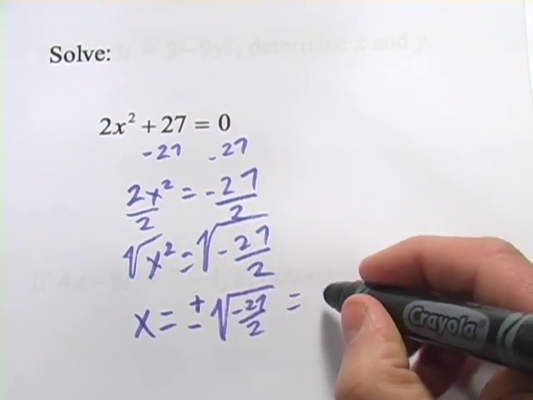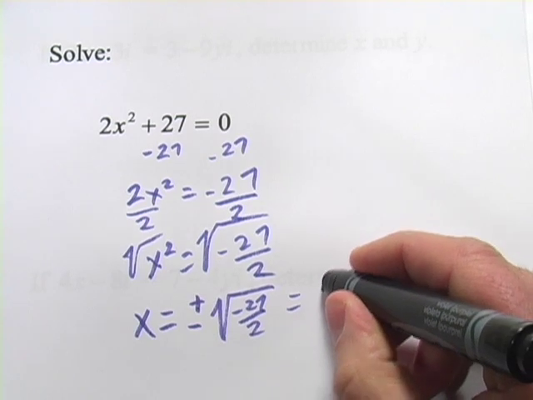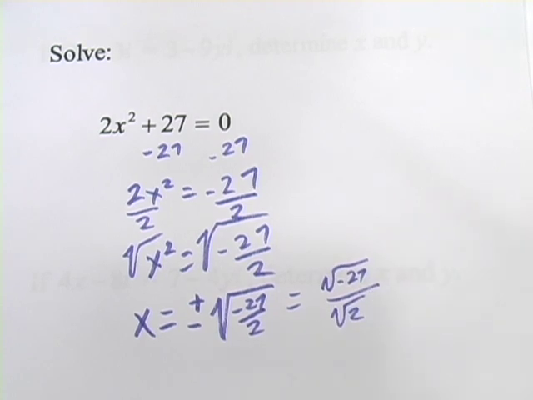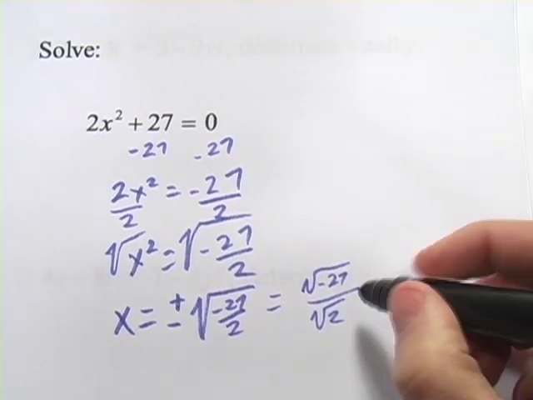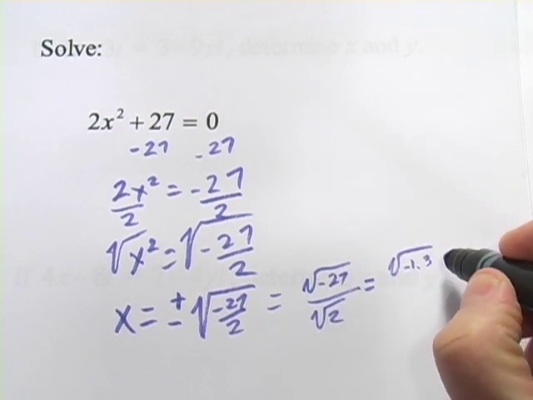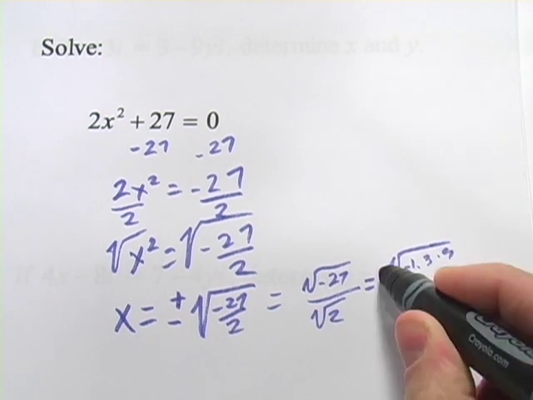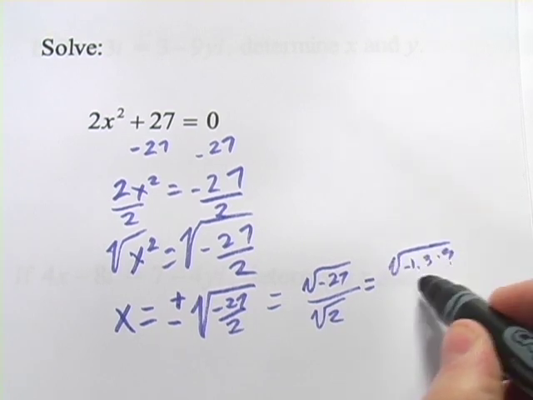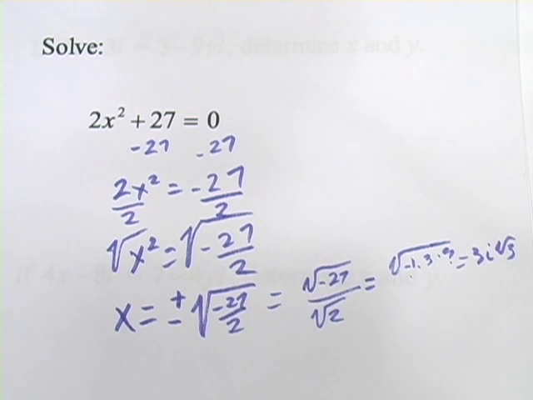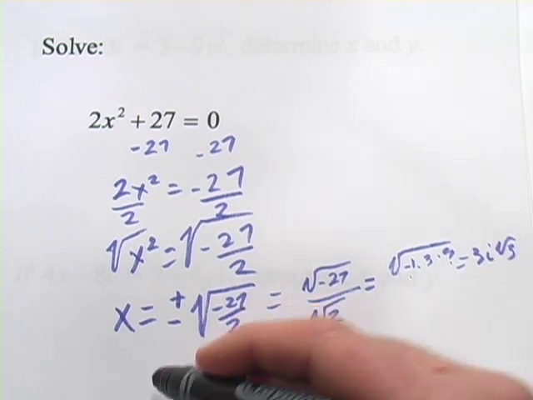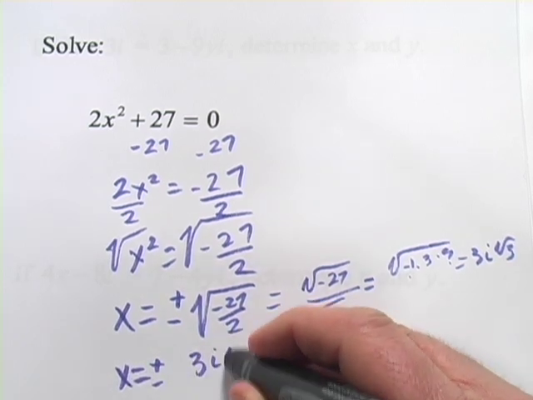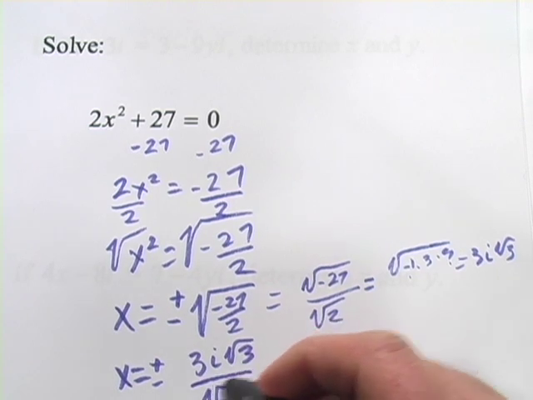Now there's some simplification to be done here. This square root of negative 27 over 2 is the same thing as the square root of negative 27 over the square root of 2. And this square root of negative 27, that's going to be negative 1 times 3 times 9. So I can pull that 9 out, I can pull the negative 1 out, so that would be a 3 and an i. So this is really going to be 3i times the square root of 3. So let me bring it down here. So far I've got x equals plus or minus 3i times the square root of 3 over the square root of 2.